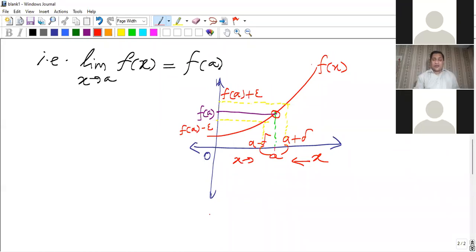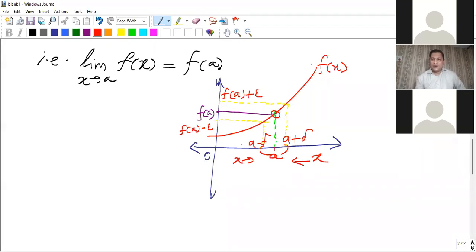So here what we got in continuity is that whenever I have the value of x in the delta neighborhood of a, then I will have the value of f of x in the epsilon neighborhood of f of a. That means if x is here or here, the limiting value of f will be nearby this f of a. So as x approaches a, f of x will approach f of a. This is the continuity.